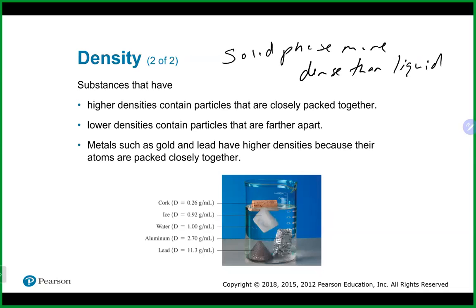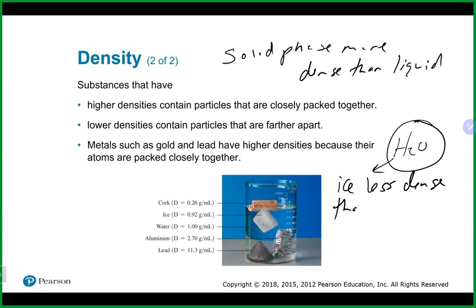Major exception to that is something we see every day, which is water. Yes. When I put ice in my cup, it ends up where? Yeah, it floats, right? So ice is actually less dense than liquid water, and that's a very different sort of thing. That's why ice cubes float.